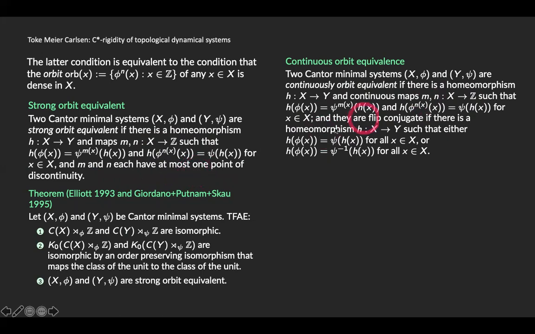Then there's also another notion that is relevant here. That's the notion of flip conjugacy. We say that two systems are flip conjugate if there's a homeomorphism h between them, such that either this condition holds for all x or this condition holds for all x. The first condition says that h is a conjugacy, and the second condition says that it's an anti-conjugacy. So flip conjugacy just means that the systems are either conjugate or anti-conjugate.